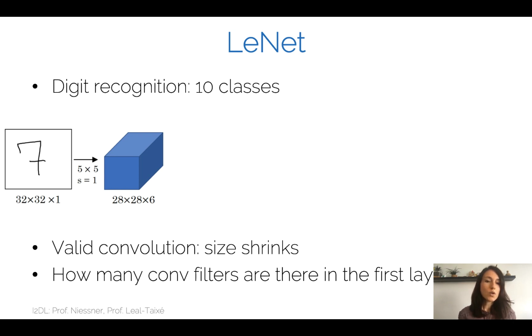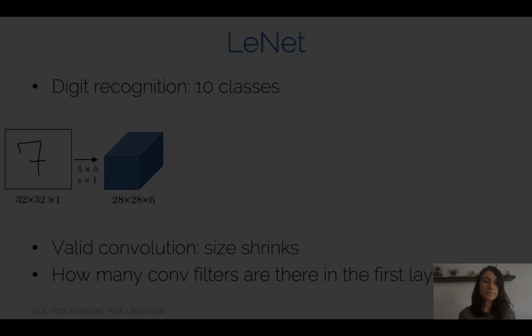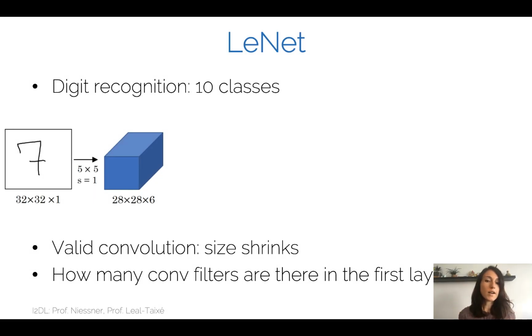My first question for you is, given that the output of this convolutional operation is 28 by 28 by 6, how many convolutional filters are there in the first layer? Pause the video, think about it, and come back later for the solution. We have already discussed that the number of filters is exactly the depth of the output. In this case, the depth is 6, therefore we know that we have 6 5x5 convolution filters in this first convolution layer.